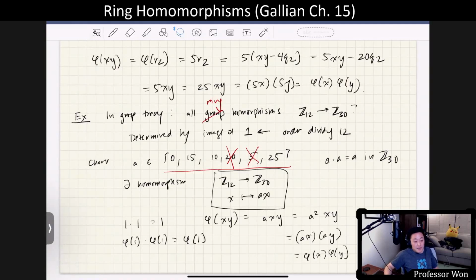Right, so for any of these A's, if you just multiply by A, essentially, you send x to Ax, you do in fact get a ring homomorphism. So there are 6 group homomorphisms from Z12 to Z30, but only 4 of those actually give ring homomorphisms.